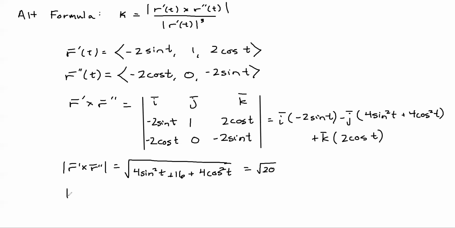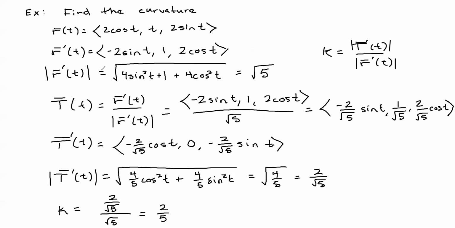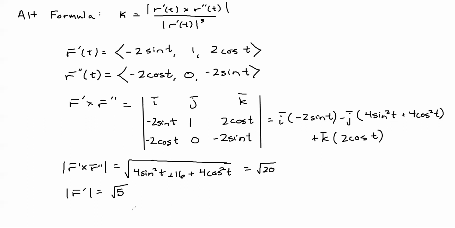Okay. And on the previous page, we already went through and found the length of r prime. What was the length of r prime? Length of r prime was square root 5. Let's just transcribe that over rather than do that again. Root 5. And then our curvature is going to equal root 20 over root 5, to the third power. Don't forget that third power there. So we're going to get root 20 over 5 root 5. And then you can break this up into 2 root 5 over 5 root 5. And you get 2/5.